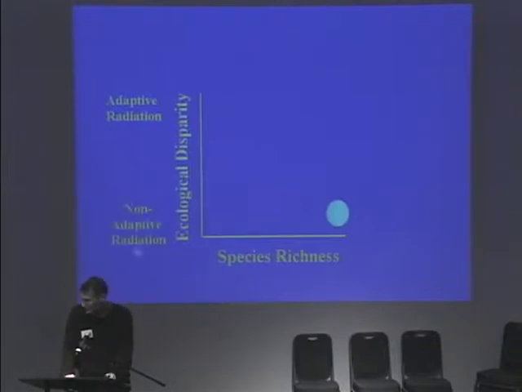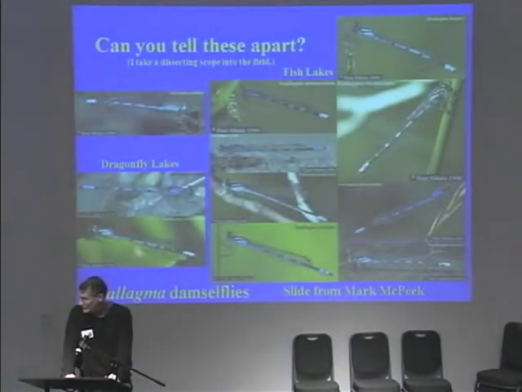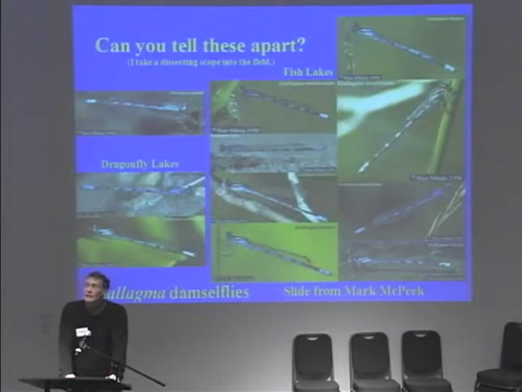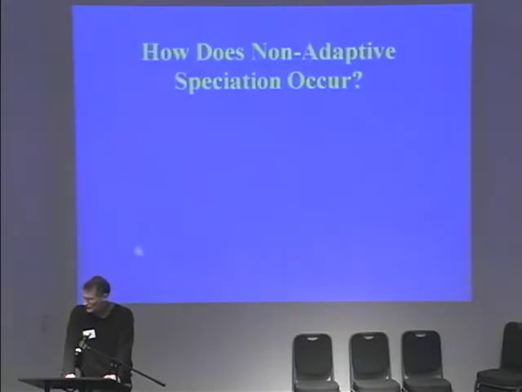Examples include, for example, the Plethodon salamanders of the eastern United States. Remarkable number of species. Maybe some people will disagree, but there's really not much ecological differentiation. They're very homogeneous, but yet they're very species rich. Another example we heard about yesterday from Mark McPeak, the damselflies he studies in the genus Enallagma. So you can't have species richness without ecological and morphological diversification. I'll come back to this topic, how it relates to adaptive radiation, later in the talk.